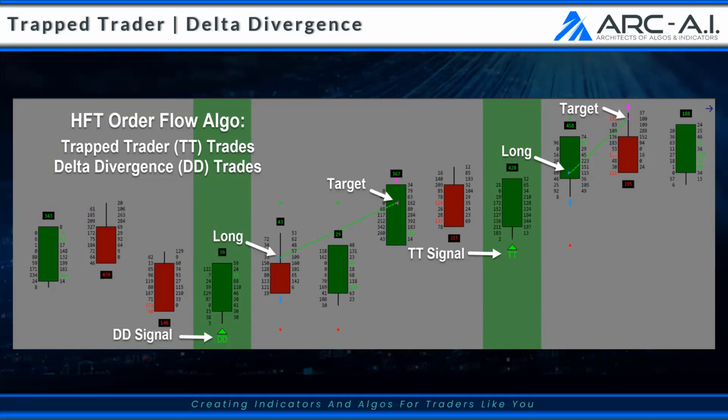Okay. So we've got trap traders and delta divergence. How many of you are familiar with order flow? You're familiar with some of these concepts. You've heard it before. Yeah. So some of you have already traded some of these things, right?